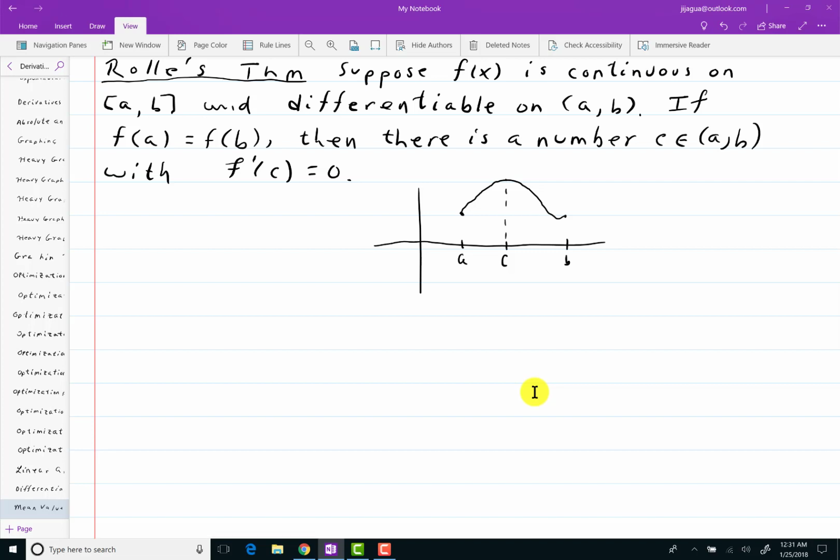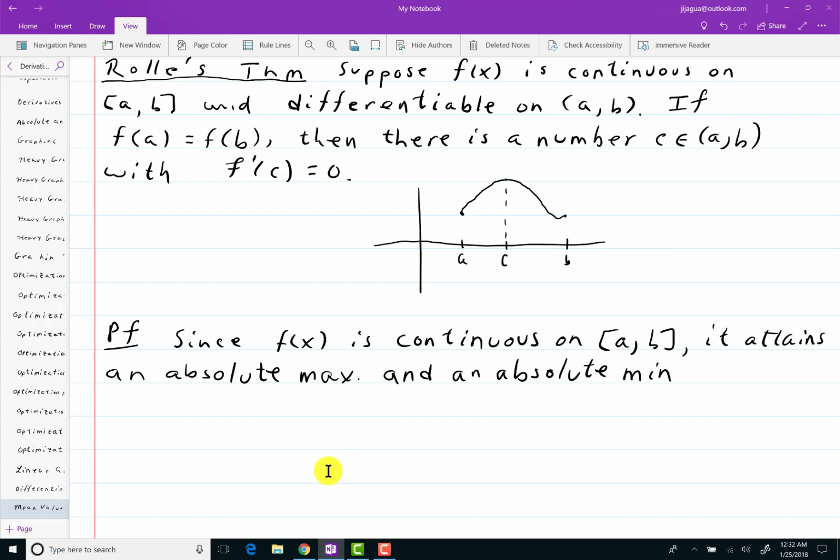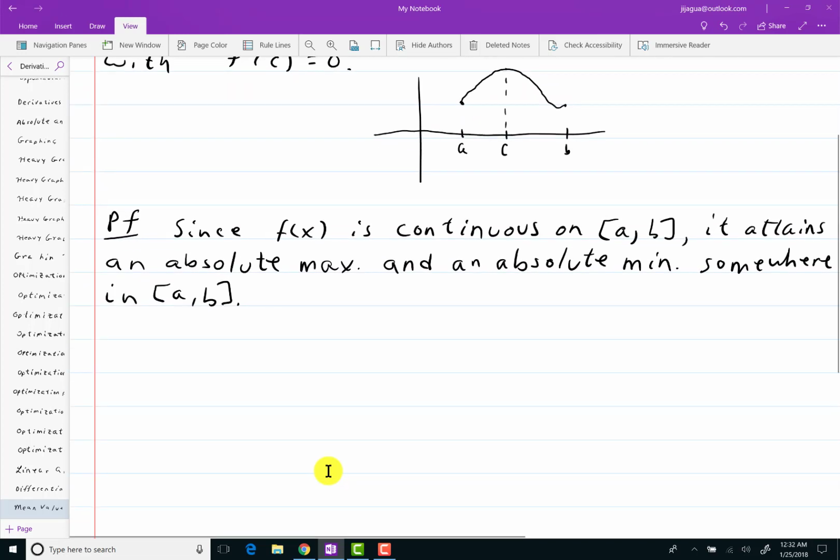So, here's how it works. What we call a proof of it is, we know since f of x is continuous on the closed interval AB, it attains an absolute max and an absolute min somewhere in AB. Alright, so what if it attains a max?